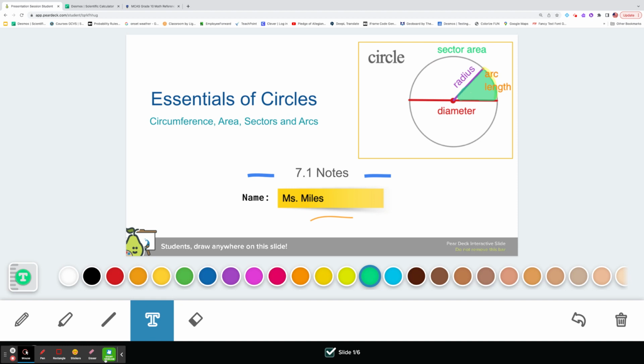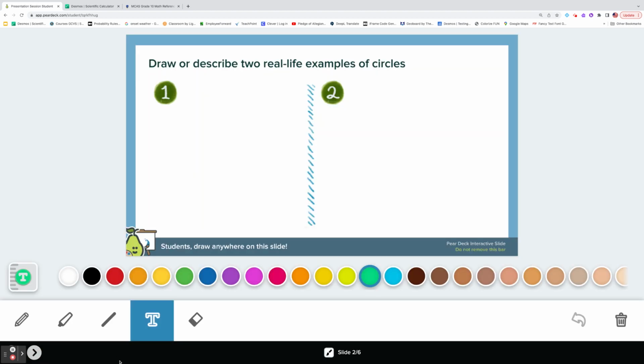Let's go on to slide number 2. And we're asking you to draw or describe 2 real-life examples of circles. And every time I consider a circle, it always amazes me. Whatever room I'm in, even if I'm outside, if I'm inside the house, outside the house, out and about in a store, there are going to be circles everywhere.